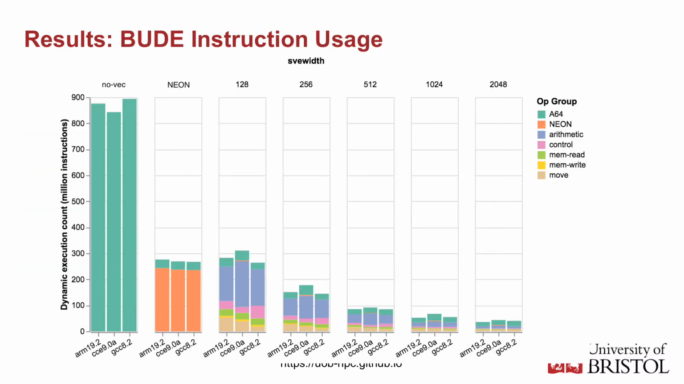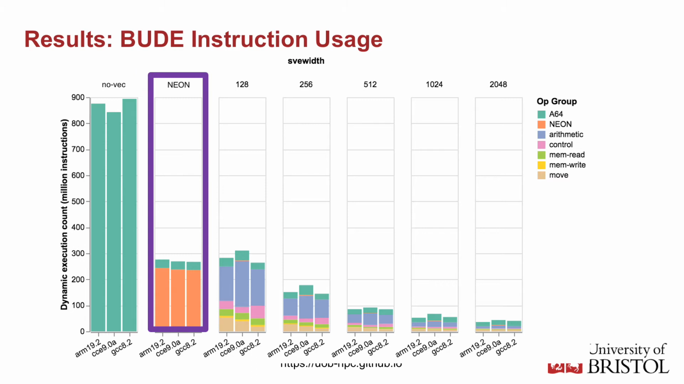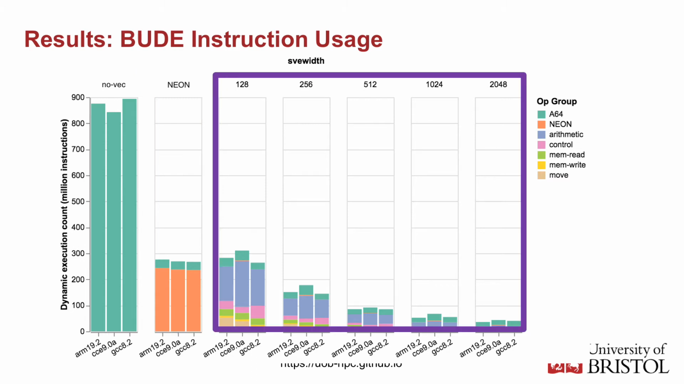We then took each application and looked at the dynamic count of instructions executed using custom instrumentation through the ARM Instruction Emulator. This graph shows the instruction usage data for Bude, the molecular docking Miniapp. The leftmost cluster shows the data for a run in which vectorization is explicitly disabled. The next one shows data for a Neon target, such as the ThunderX2, and the remaining clusters each correspond to a selected SVE vector width, which can be given as a parameter to the emulator.